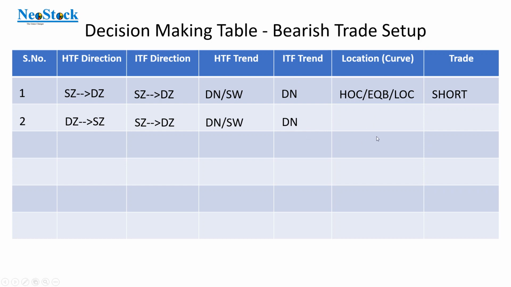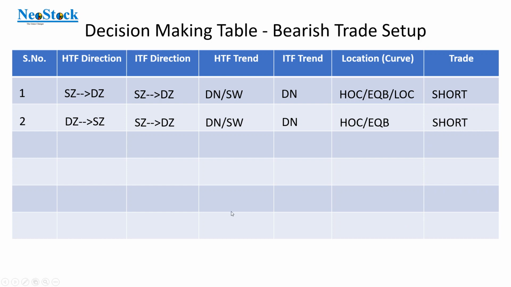But what about the location? Against the price direction, location plays the important role. According to the location rules, you cannot plan short trades at low on the curve. Only equilibrium and high on the curve are supported. That's why you have to plan your short trades either in high on the curve or equilibrium, not low on the curve. Why? Because the HTF price direction is against us.